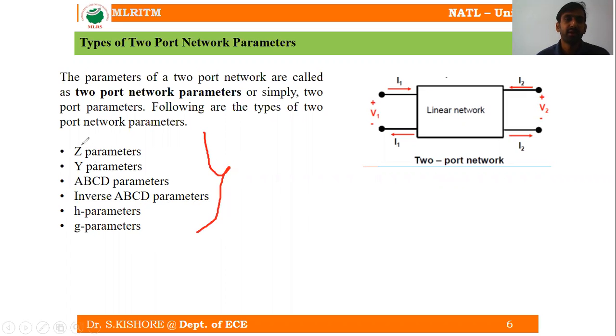So the Z parameter, Z is nothing but the impedance, right? And Y is nothing but the admittance. ABCD parameters are the transmission parameters. Inverse ABCD parameters are also known as the inverse transmission parameters. H parameters mean hybrid parameters. G parameters mean inverse hybrid. What is the inverse hybrid? G parameters, the transconductance parameters.